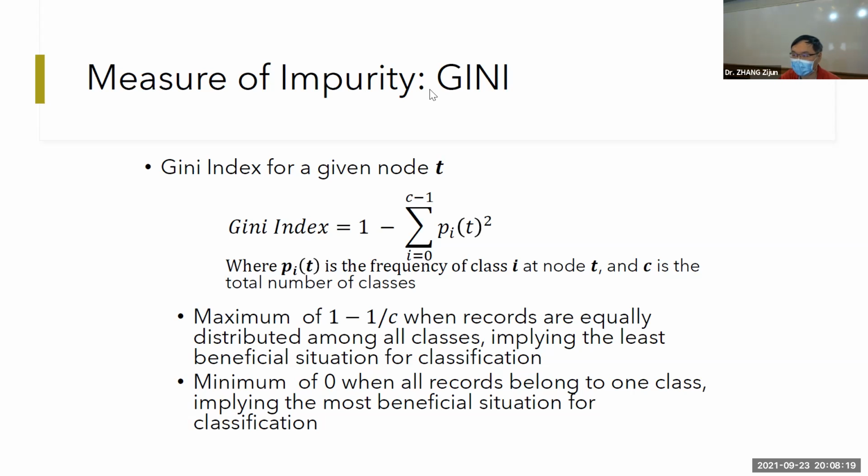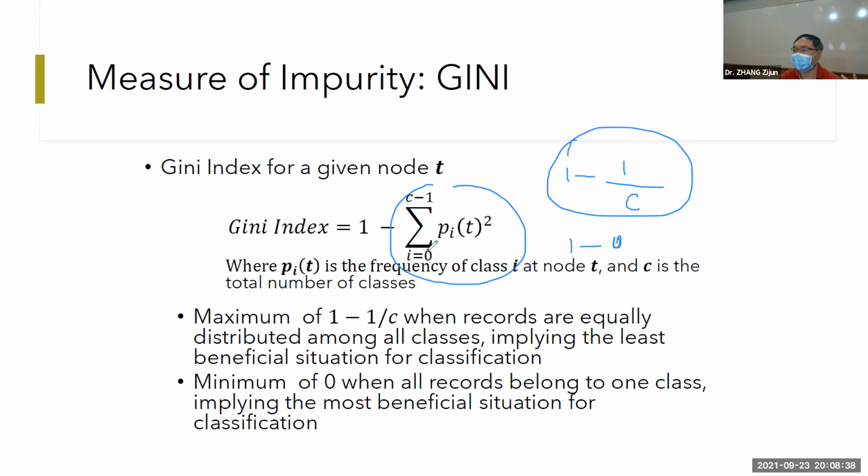So you will see that this term, the worst case is 1 minus 1 over C. Okay, so that is a small value. And the best case is 1 minus 0, which is very pure. Okay, so this is the worst impure case, and the best pure case.